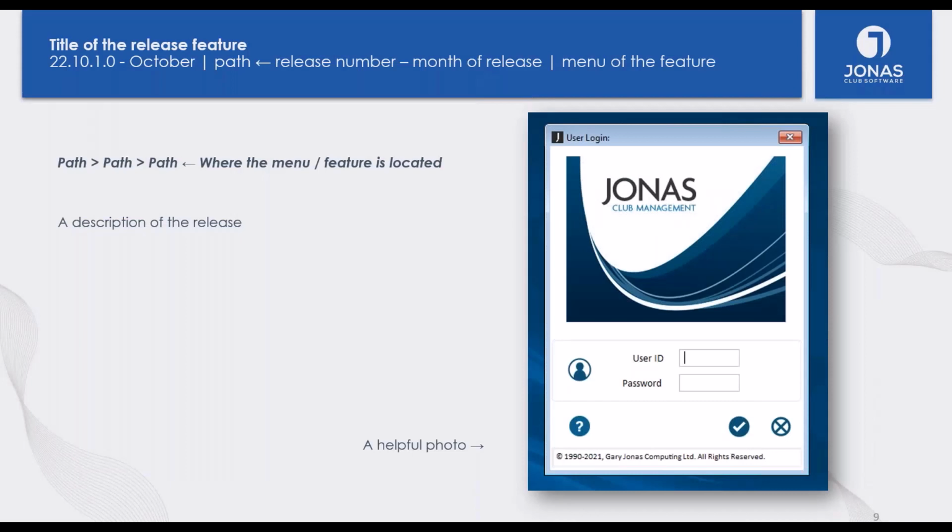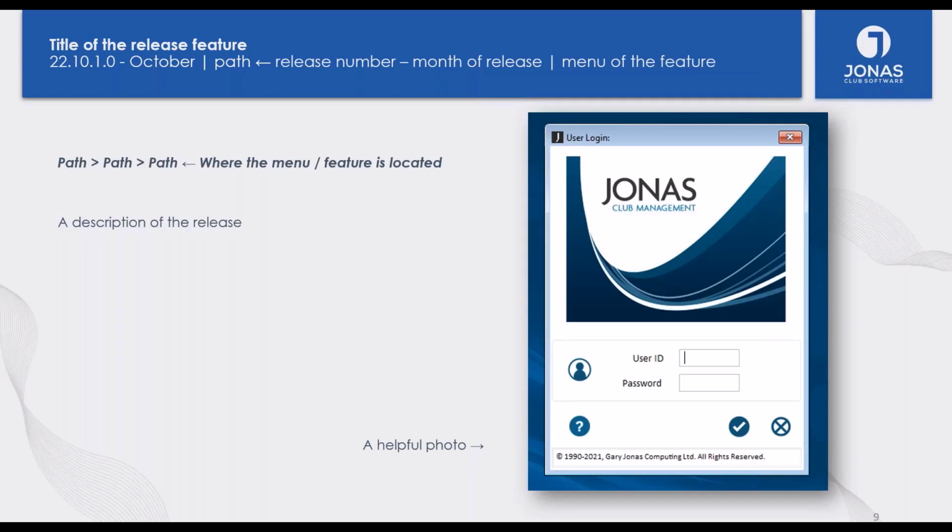Okay, and the last one that I want to talk about here is an example of what you're going to see throughout the presentation today. Pretty much all of the slides will look like this. You can see the title of the release feature, followed by the release number and month. So this means that you have to be on this release number for your JCM or GEM in order to have access to the new feature.